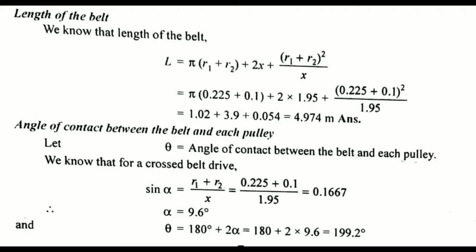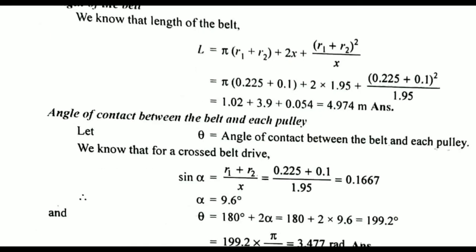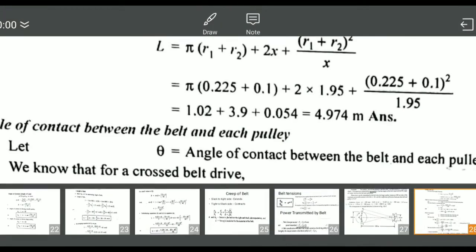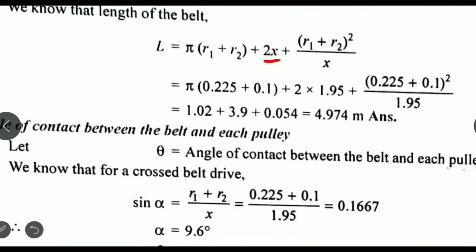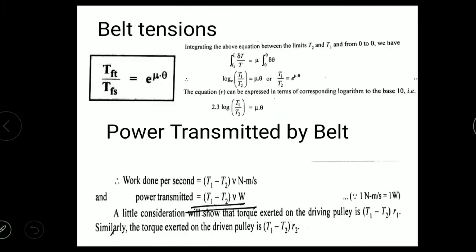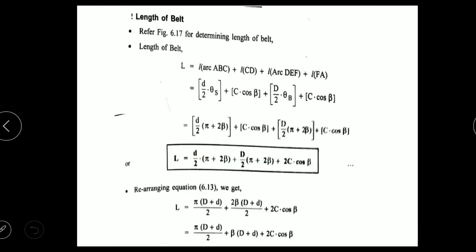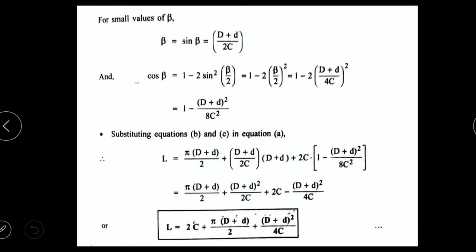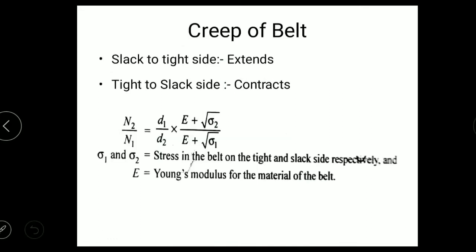diameter? L is equal to 2c plus, here they have mentioned 2x, correct. So no worry, 2c plus pi into (D plus d) divided by 2, here they have written this in terms of radius, plus, for cross belt drive, again plus will be there, (D plus d) whole square divided by 4c. So we need to use the same equation, the familiar equation which we have seen, the cross belt one, through which we'll get the length.